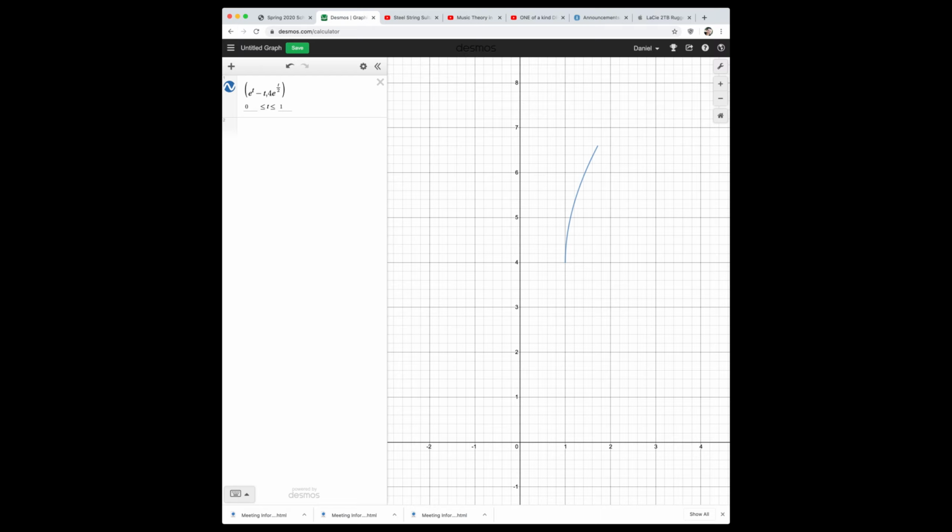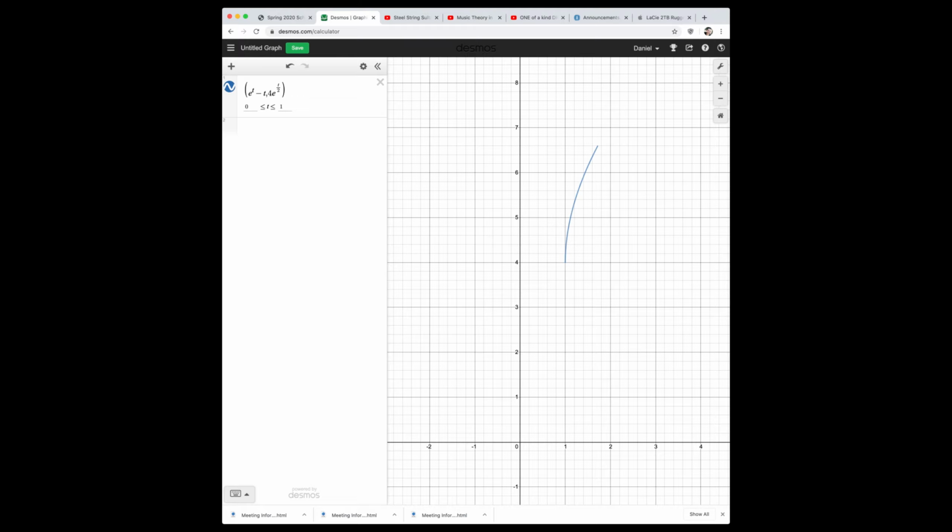So if t is 0, I get e to the 0, what do I get? T is 0, e to the 0 is 1. So we start at 1, 4. So the initial point is at (1, 4). And so you can see the orientation.